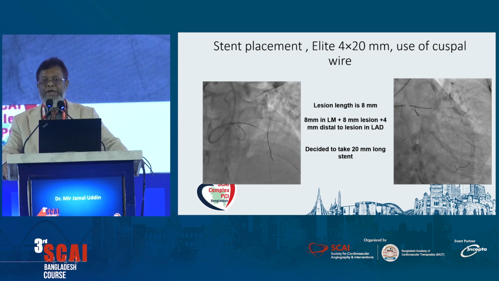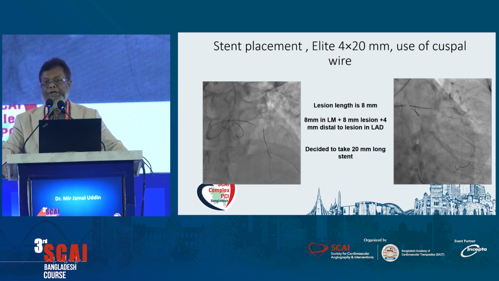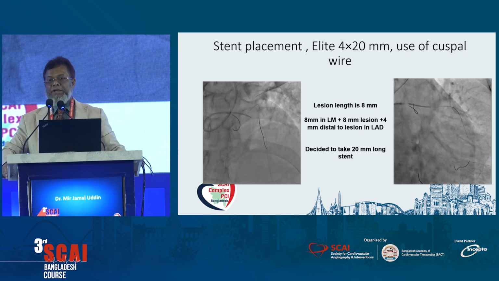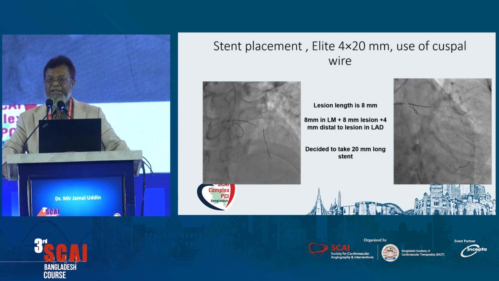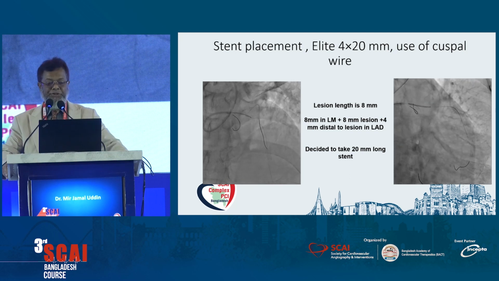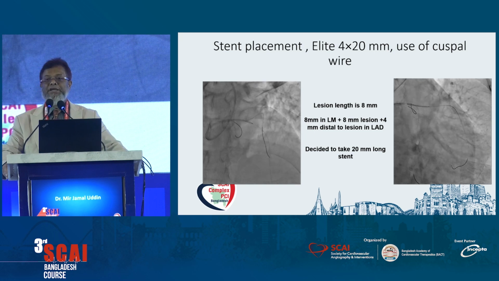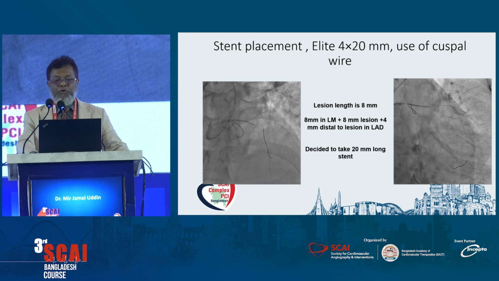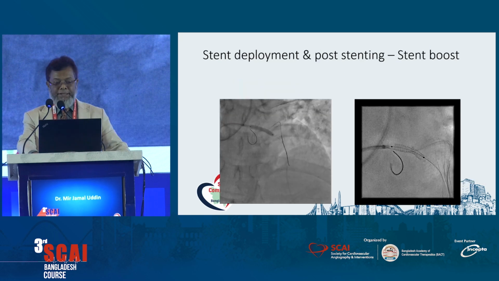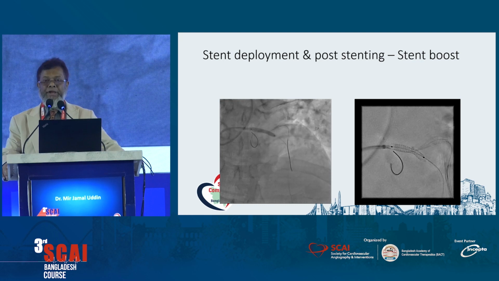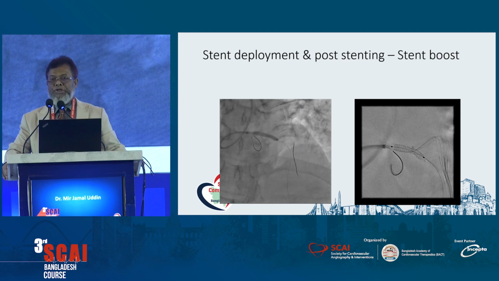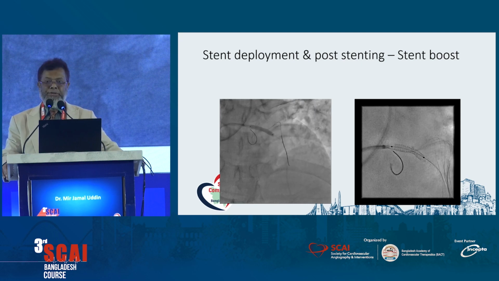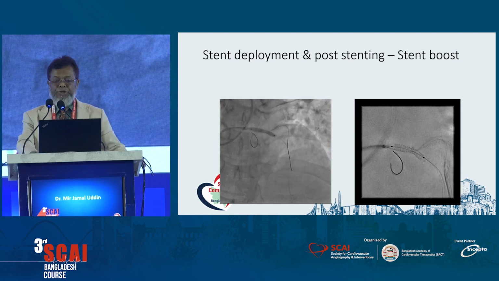And stent placement: because the lesion length is 8 millimeter and left main is another 8 millimeter, so 8 plus 8, 16, and another 4 millimeter distal to the lesion in LAD. So we have decided to take a 20 millimeter long stent, and distal diameter is 4. So we have decided to take a 4 into 20 millimeter stent. And here at this moment we have given another cusp wire. Usually we do not give it, but because here we are doing ultra low contrast, that is why we have taken one wire in the cusp root, and then we inflated, and by repeated stent enhancement we push dilate.